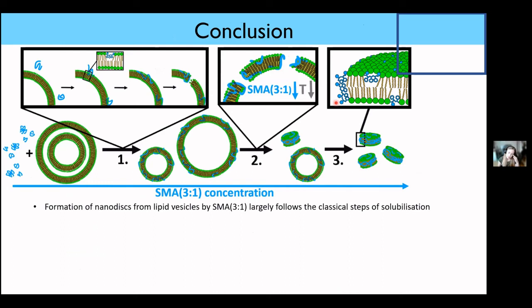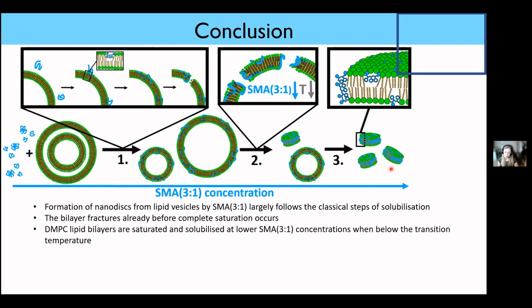Overall, it seems as if the SMA solubilization sort of follows the classical steps of solubilization, where you first have partition of the polymer in the bilayer, followed by a coexistence regime, and then the complete solubilization into nanodiscs. It also seems that the bilayer can fracture already before complete saturation occurs, as we could see from the decrease in the scattering from multilamellar structures.